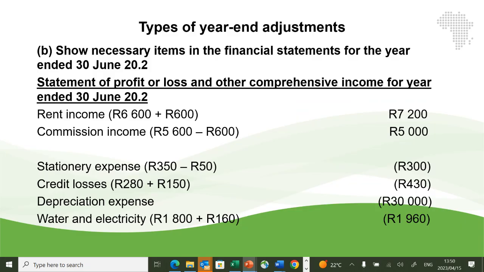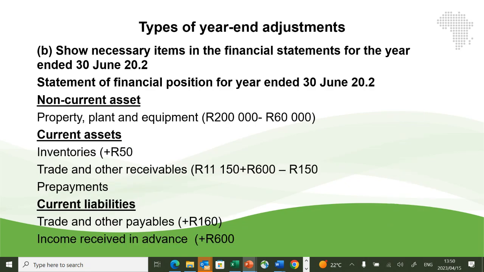These are the necessary items that we needed to deal with when we're doing those year-end adjustments. Then let's move to the statement of financial position. On the statement of financial position, we're going to start here with our non-current assets, because on the statement of financial position, we talk about assets, equity, and liabilities.